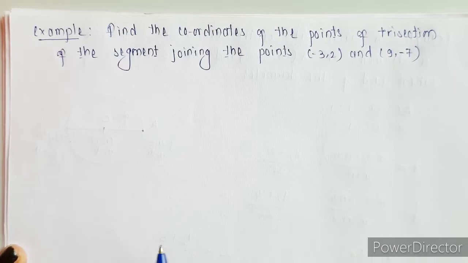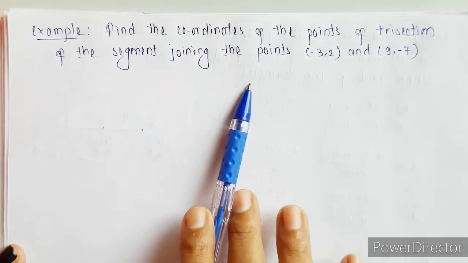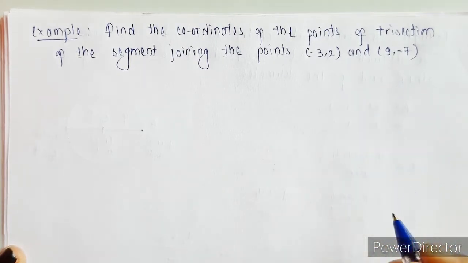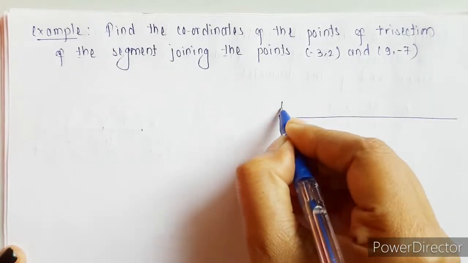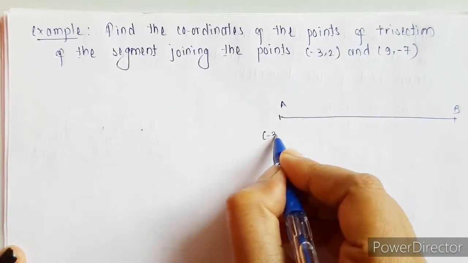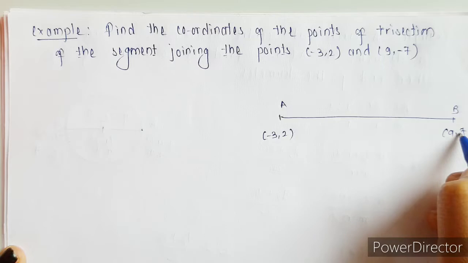Next example. Find the coordinates of the points of trisection of the segment joining the points minus 3 comma 2 and 9 comma minus 7. So we have a line segment, marking this as AB. The first point is given as minus 3 comma 2. The second coordinate is given as 9 comma minus 7.